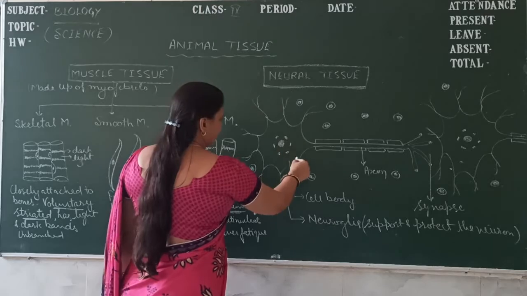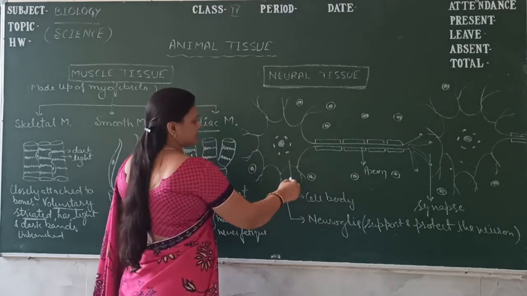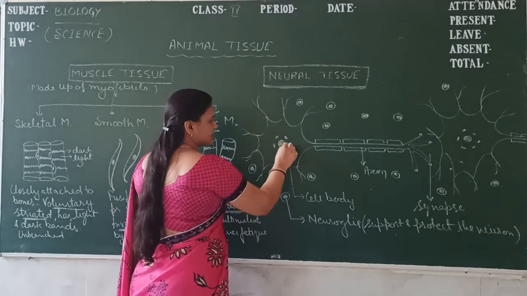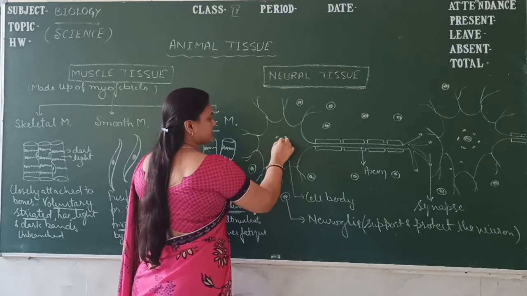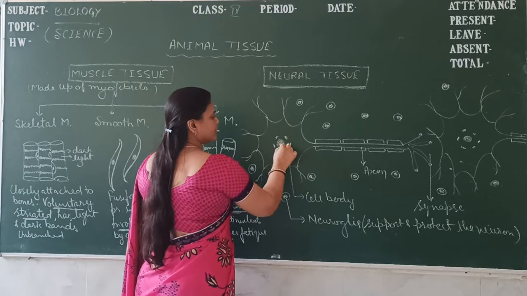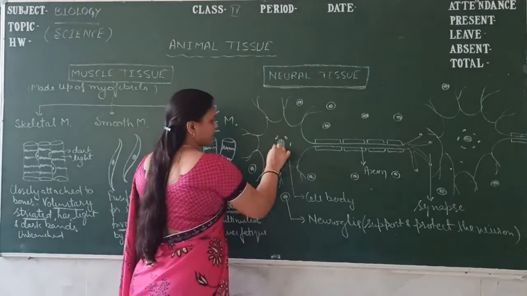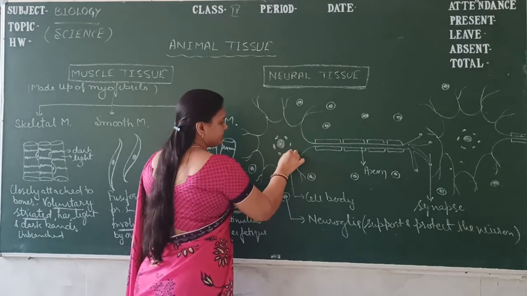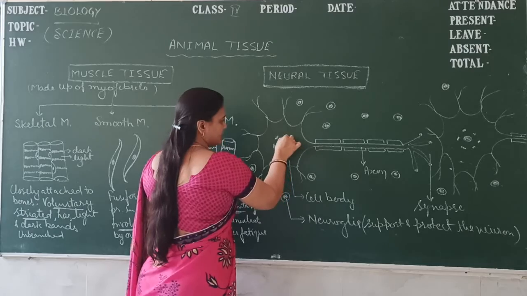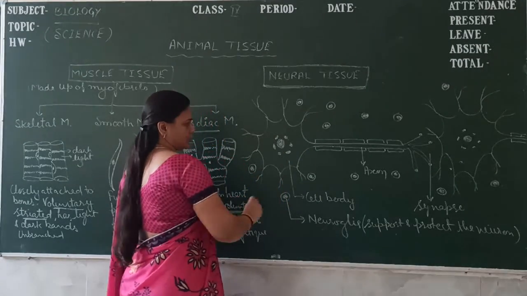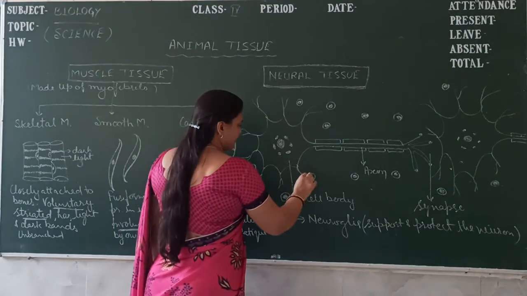This is the cell body. The cell body contains the cytoplasm, and in the center a spherical solid structure is present, which is known as the nucleus. Around the nucleus you can see the Nissl granules. They surround the nucleus.